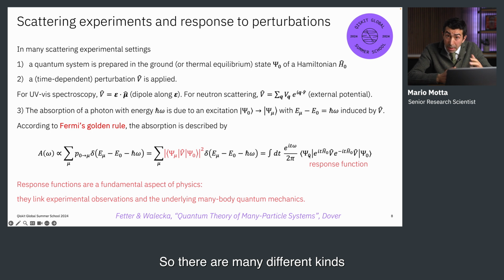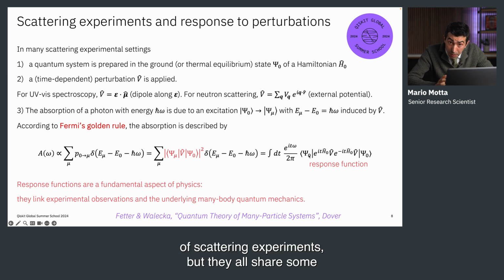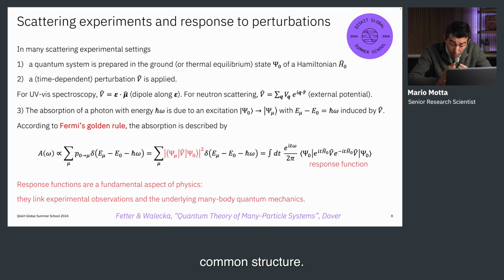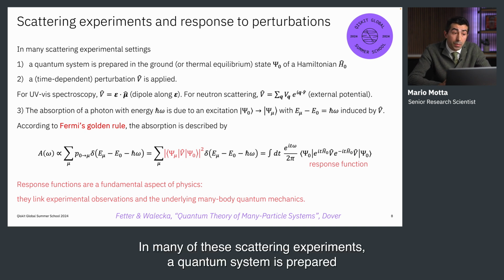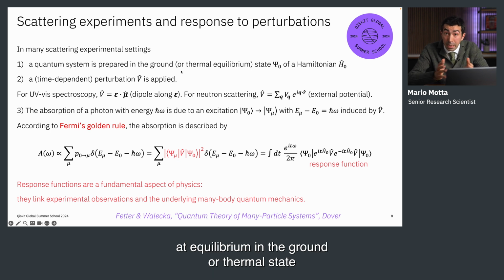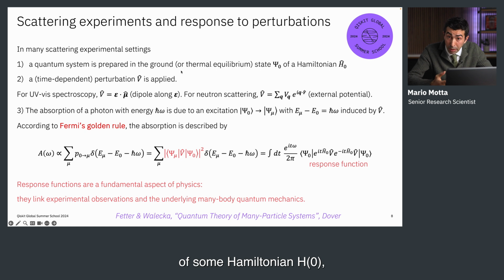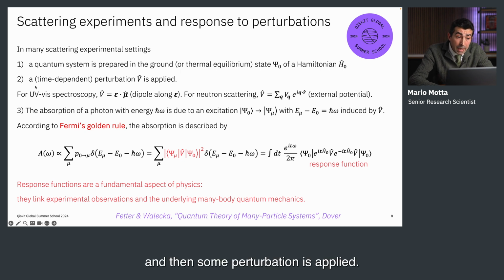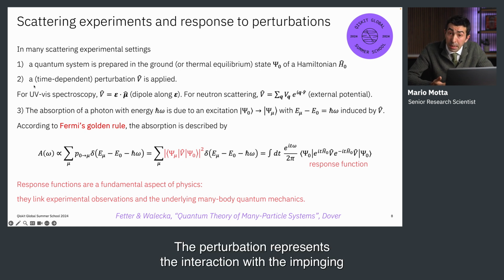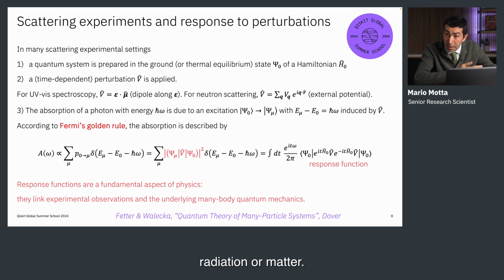So there are many different kinds of scattering experiments, but they all share some common structure. In many of these scattering experiments, a quantum system is prepared at equilibrium in the ground or thermal state of some Hamiltonian, H0, and then some perturbation is applied. The perturbation represents the interaction with the impinging radiation or matter.